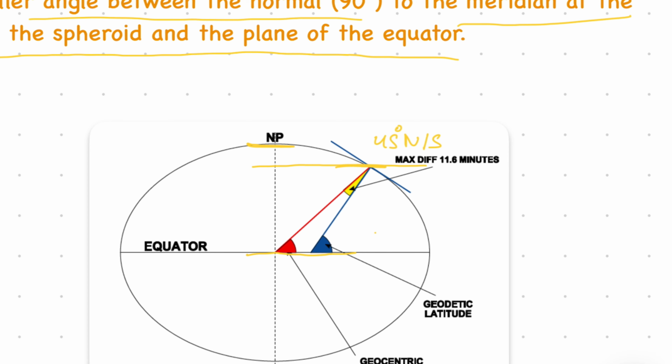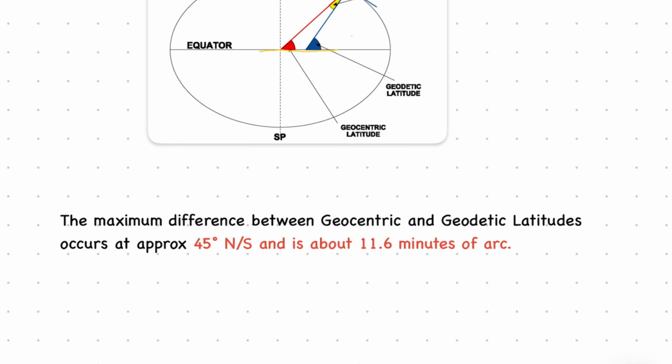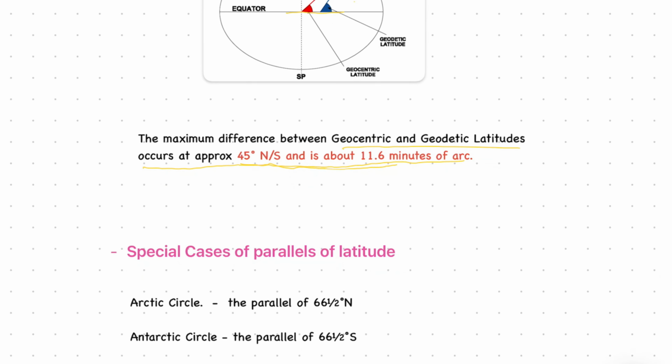Okay, and the maximum difference that will occur is 11.6 minutes, and it's also written here: the maximum difference between geocentric and geodetic latitudes occurs at approximately 45 degree north-south and is about 11.6 minutes of arc. Okay, and please remember this, the maximum difference occurs at 45 degree north-south and it is about 11.6 minutes of arc. It might get asked in exams, and I have seen this question a lot of times. Now I hope you got this geocentric and geodetic latitude.